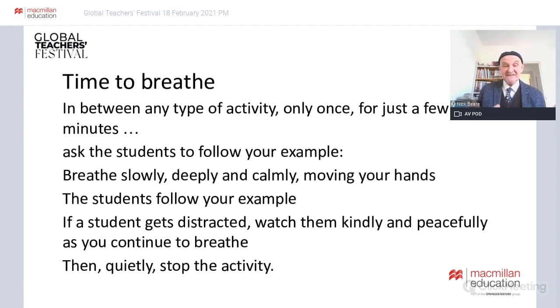As I say here, if a student gets distracted, watch them kindly, yes, and peacefully as you continue to breathe, yes. So I'm going, and it's really interesting. If you do that to a student, they do tend to stop doing what they were doing. They kind of look at you and you look at them, but kindly, nicely. There's no need to reprimand somebody. That goes completely against the point of what we're doing here.